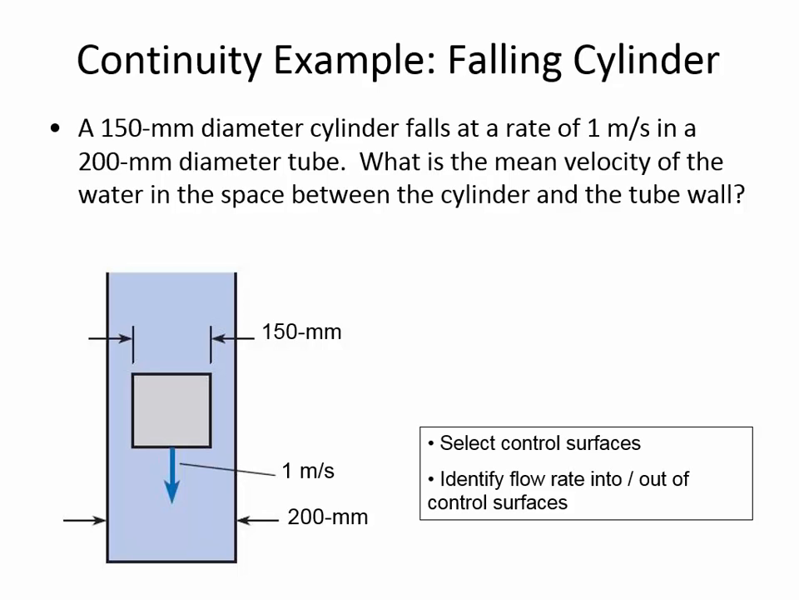Now, solids don't flow, right? There isn't a flow rate of a solid. But the cylinder falling downward is pushing the water that's in front of it at a certain flow rate. And so that's why we can apply the continuity equation to a solid like a cylinder that's falling down through a fluid. It's having an effect of pushing water at a certain flow rate Q.